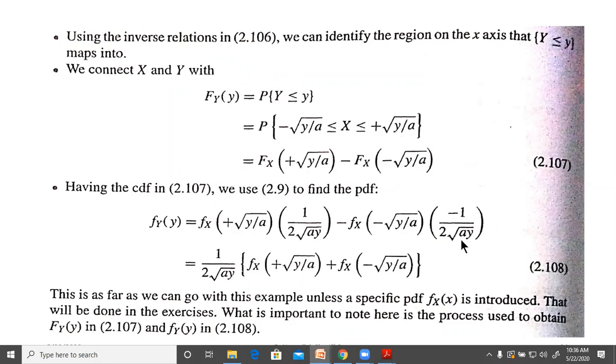The internal derivative of this is minus 1 by 2 root of ay. So minus into minus will become plus now. So 1 by 2 root of ay, f_X(y/a) plus f_X(minus y/a). So this is as far as we can go with this example, unless a specific PDF f_X is introduced. Once a specific value of f_X is given, then we can find the value of f_Y. That is what it shows over here.